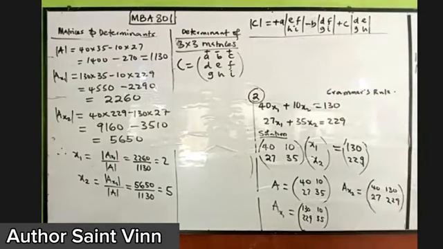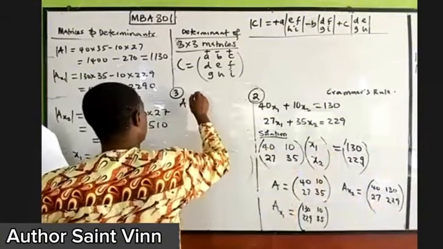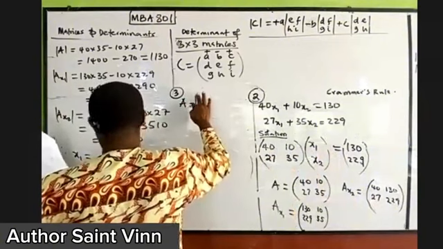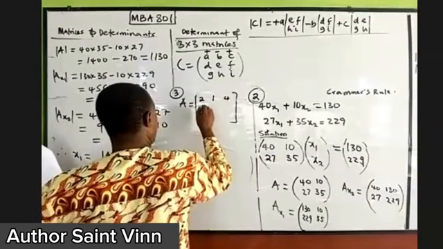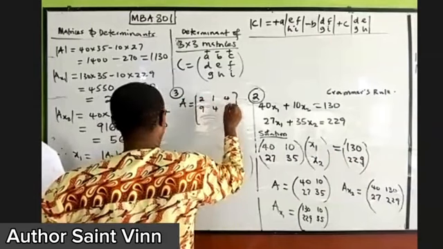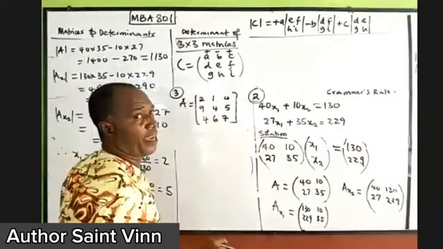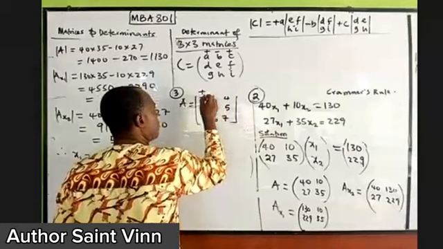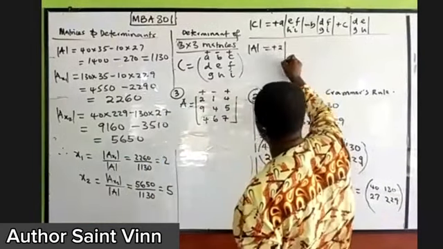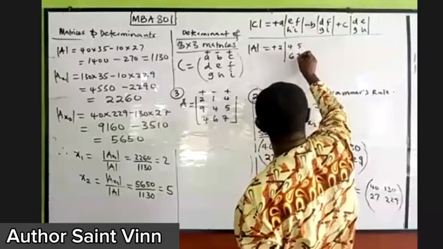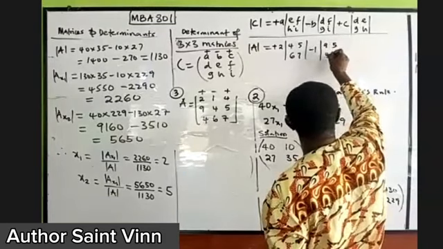We'll take the question here, sharp sharp. This is now question 3 for today. This is A: 2, 1, 4; 9, 4, 5; 4, 6, 7. The question says find the determinant, which we all know is plus, minus, plus. Determinant of A is plus 2 into the determinant of 4, 5, 6, 7. Minus 1 into the determinant of 9, 5, 4, 7.